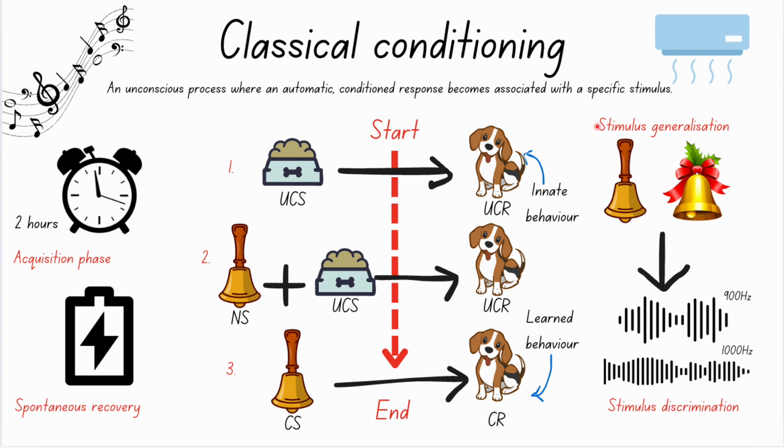Another process that was found was stimulus generalization. For example, when Pavlov's dogs were trained to salivate to a 1000 Hz tone, they would then also salivate to a 900 Hz tone, even though these tones were not used in the training.